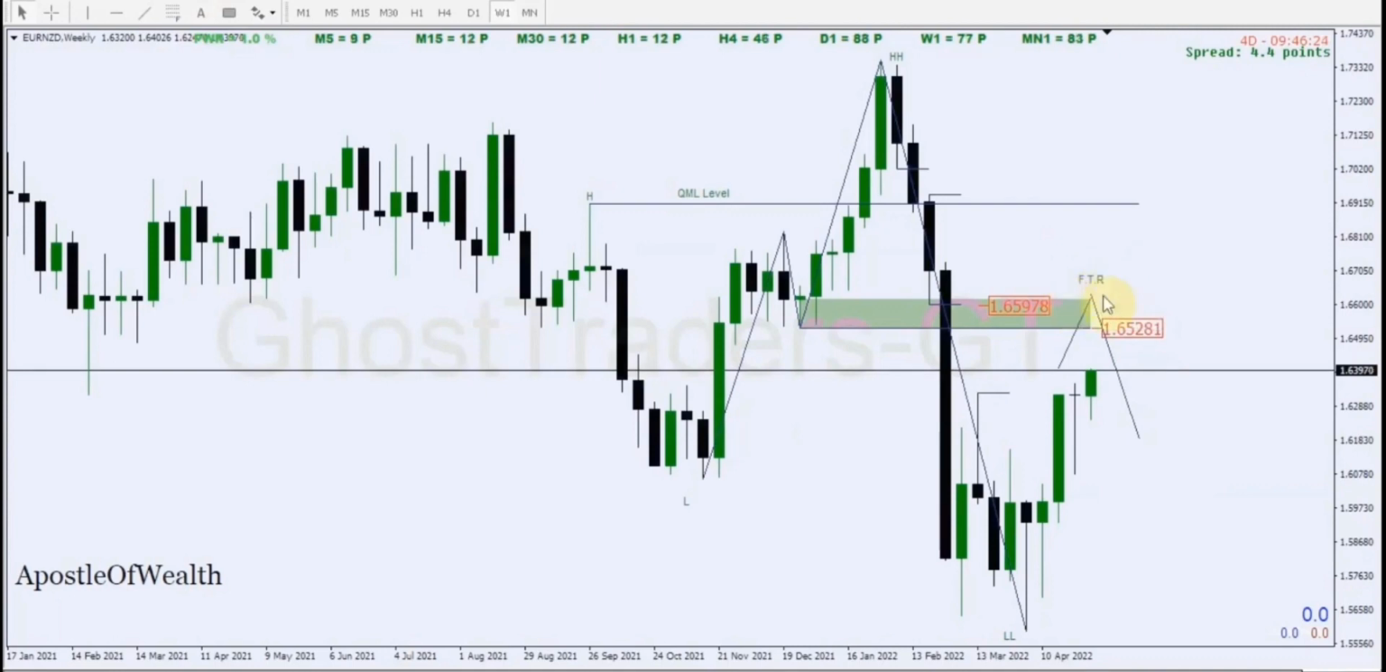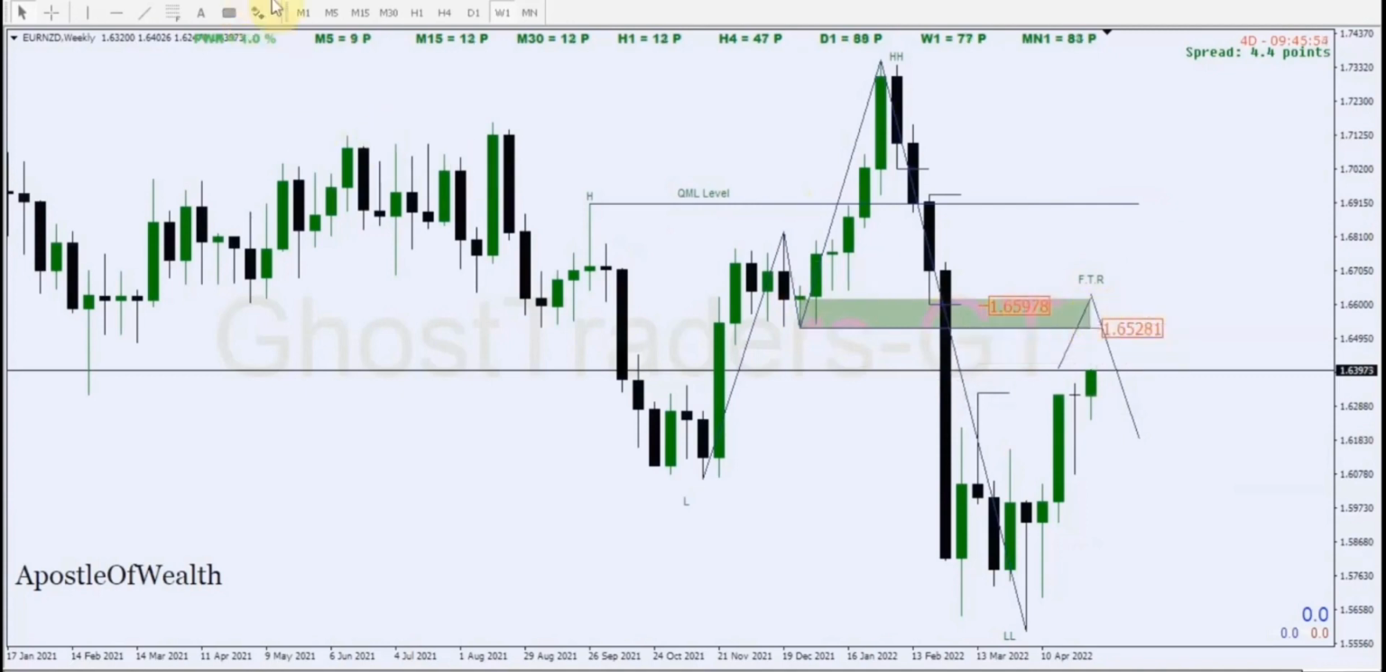The reason it's an FTR is because it failed to return to this level of our QML. As price was going up, we were anticipating that price would get to this level of our QML, but all of a sudden it failed to get to this level. That's why we call it an FTR, because it failed to return to this level of our QML. But now we have the reason why it failed: it's because we have a breaker structure at this level.